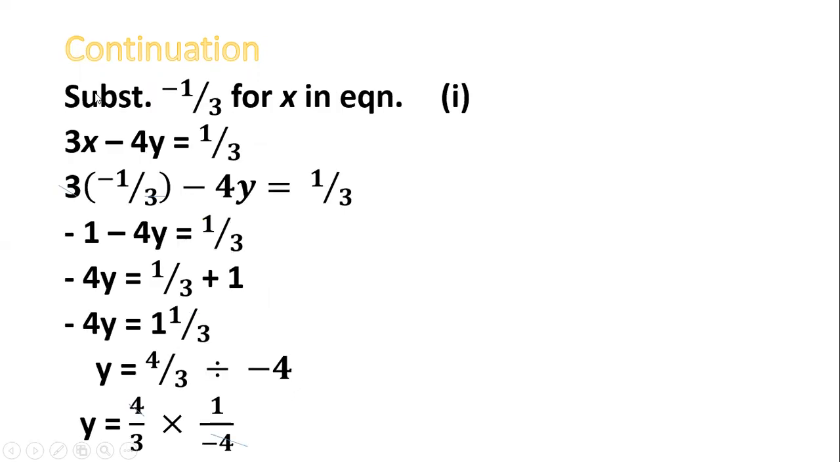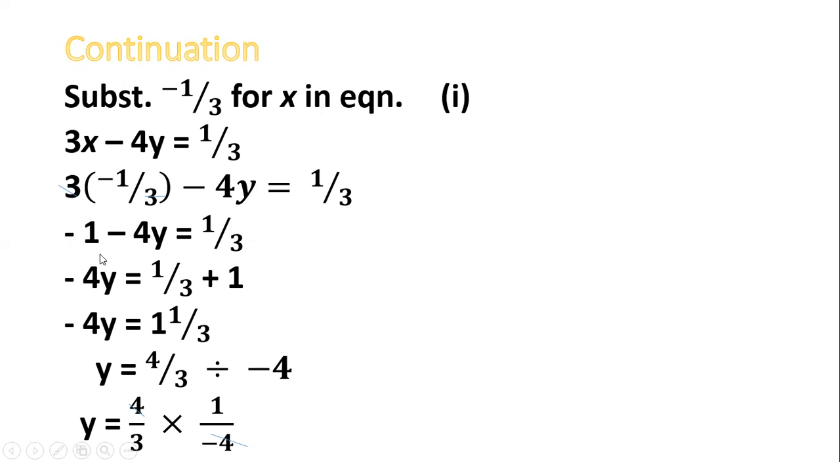So we substitute that for x in any of the equations now. So substitute minus 1 over 3 for x in equation 1. So we are picking equation 1, which is 3x minus 4y equals 1 over 3. So we substitute minus 1 over 3 for x: 3 into bracket minus 1 over 3, bracket close, minus 4y equals 1 over 3. So you have that. This will cancel out. So minus 1 minus 4y equals 1 over 3.